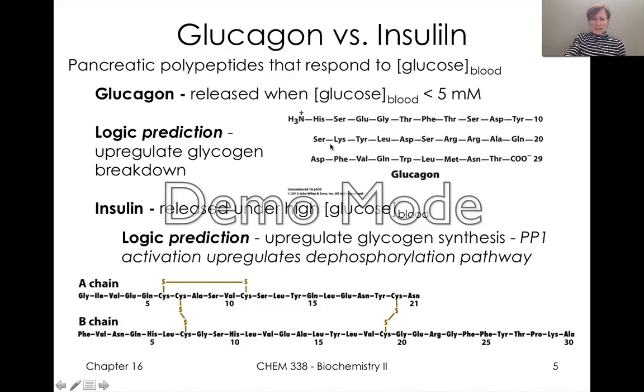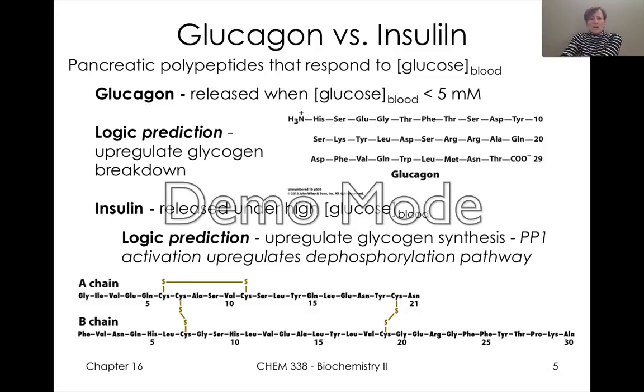What's really interesting is that these are small peptides, synthesized and released by the pancreas, so a lot of pancreatic activity that we see with our hormones here. But the logical prediction with each of these, everything that we talk about, should make sense. If glucagon is released when blood sugar levels drop, we should upregulate glycogen breakdown pathways. If insulin is released when blood sugar levels rise, the logical prediction is that we should upregulate glycogen synthesis pathways.